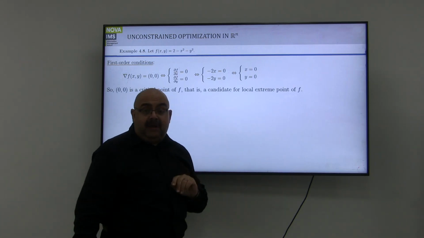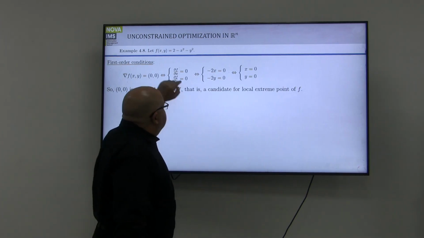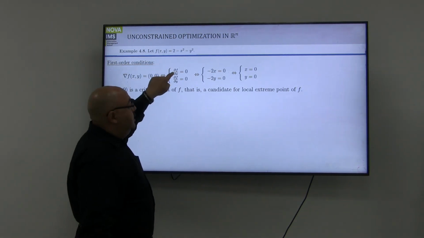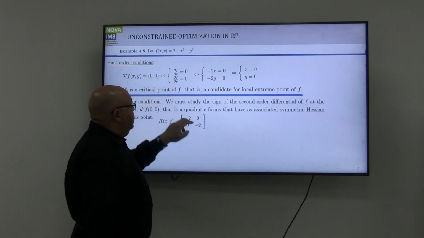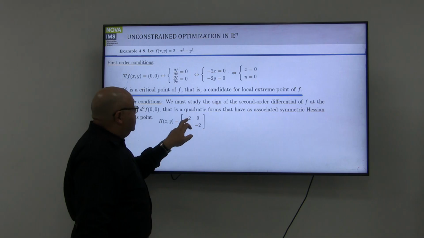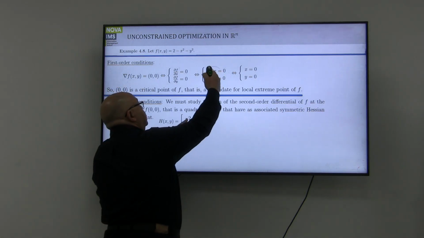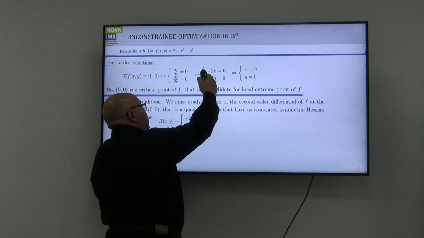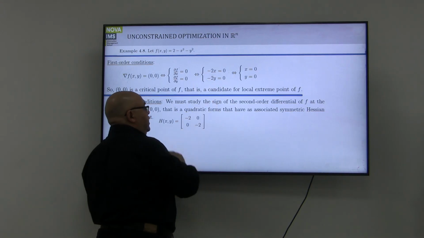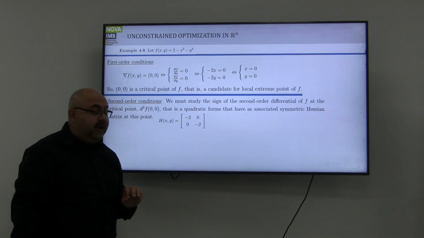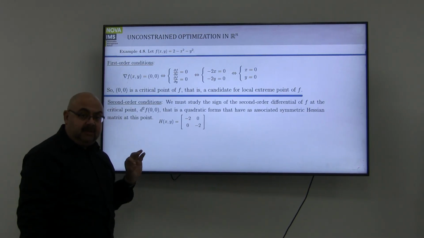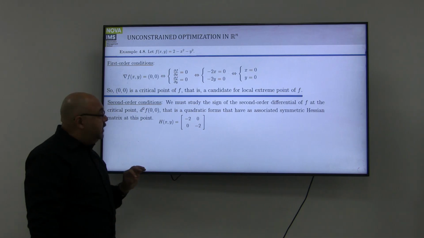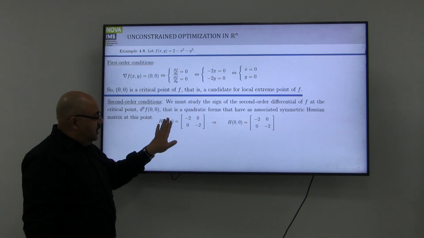Then I will get the Hessian matrix. The Hessian matrix in this case is going to be a 2 by 2 matrix, as we did previously. Partial 2f partial x squared, the derivative of this function with respect to x, is negative 2. Differentiating the first derivative with respect to y is going to be 0. Differentiating with respect to x is going to be 0. Differentiating with respect to y is going to be negative 2. And once more, the Hessian matrix doesn't depend on the value of your critical points, so it's going to stay this way.